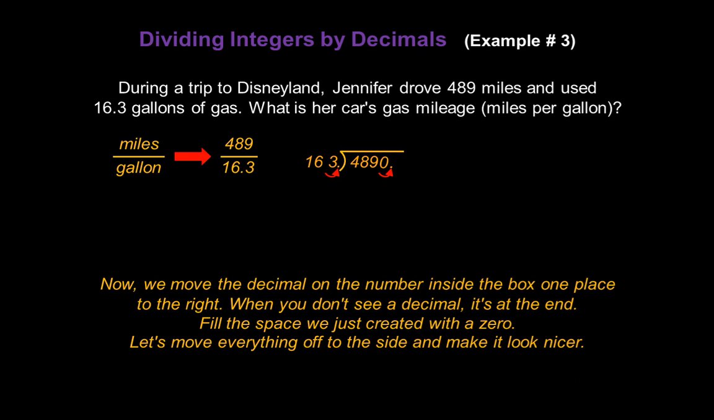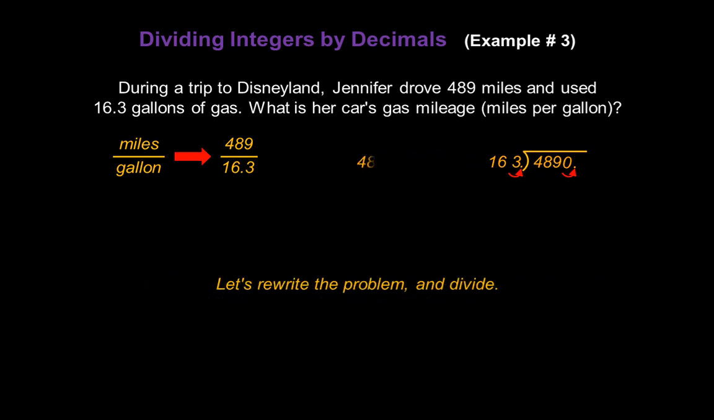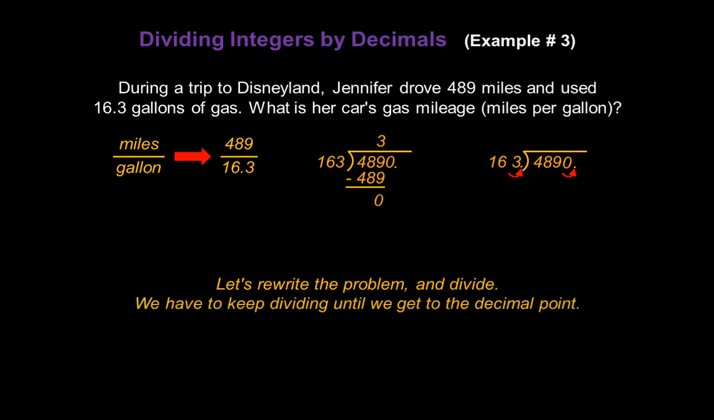So let's move all of this now off to the side. I'll rewrite the problem and make it look nicer before we go ahead and start doing our division here. So we've got 4,890 divided by 163. Let's divide. 163 does not go into 4. It does not go into 48, but it does go into 489. How many times? 3 times. 163 times 3 is 489 exactly. So we now have a remainder of 0 already.